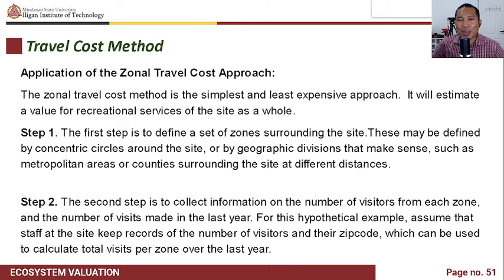So we have an example here. The zip code can actually be used to calculate the visits per zone over the past year. But I think in the Philippines we don't normally ask this particular question. We have of course the zones, right? I mean the zip codes, and we can actually estimate how far that particular place is to the recreational site.